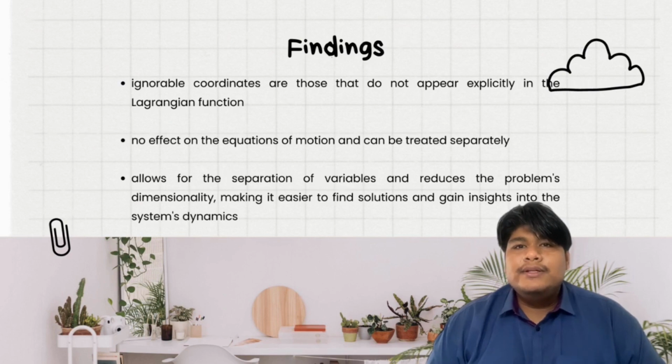Identifying ignorable coordinates and their associated constants of motion simplifies the analysis by reducing the number of equations to be solved. It allows for the separation of variables and reduces the problem's dimensionality, making it easier to find solutions and gain insight into the system dynamics.